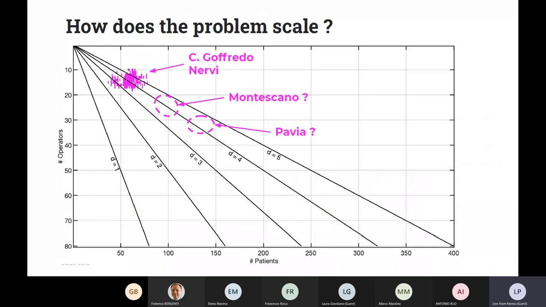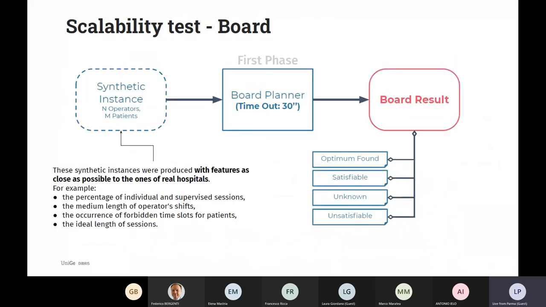So we wanted to investigate that, and what we did is we created some synthetic instances which have features as close as possible to those of real hospitals. That includes the percentage of individual and supervised sessions and the median length of an operator shift, which we found from real data. We also interviewed coordinators in order to have synthetic instances as close as possible to real ones. Then we created these instances and tried to find the results based on the number of operators and the number of patients.